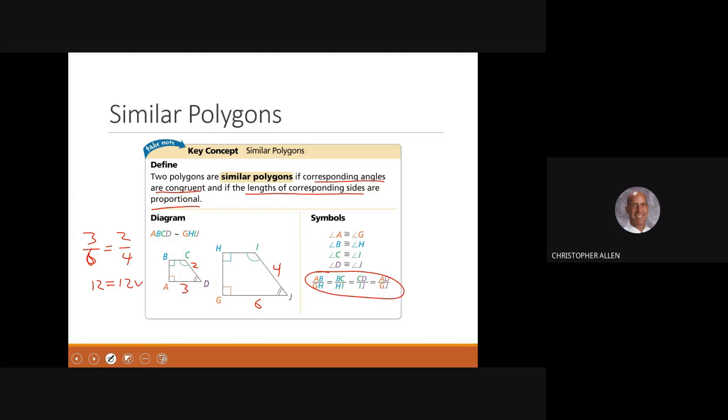So in symbols, here's what we're saying. All of the corresponding angles are congruent. So corresponding angles are congruent. And then corresponding sides are proportional. And we just talked about what a proportion is.